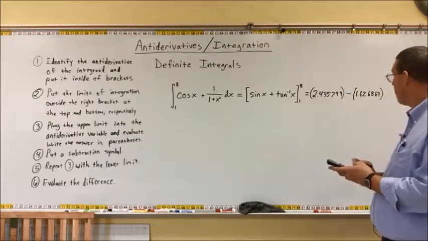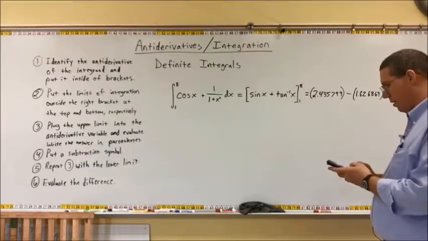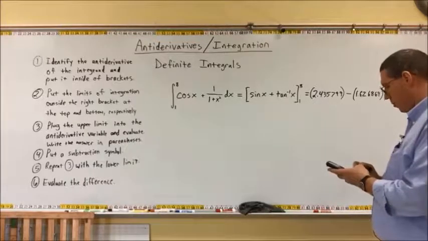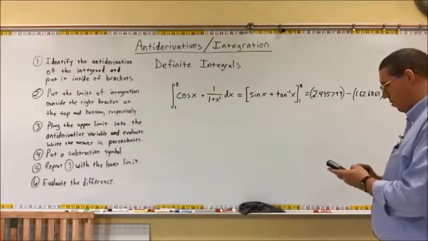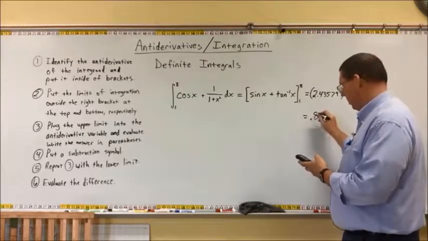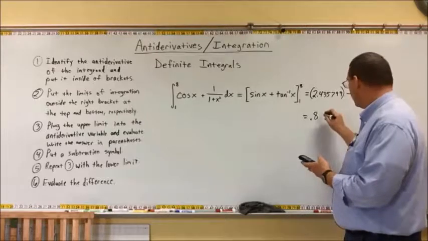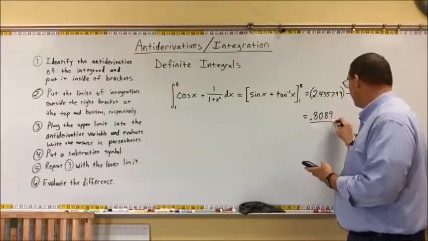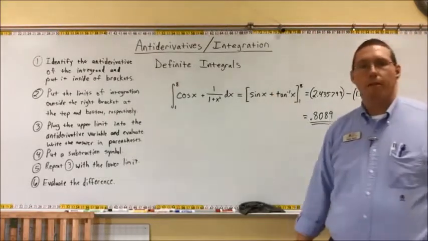So 2.435799 minus 1.626869, and I get 0.8089. That is my final answer. That is the definite integral of that.